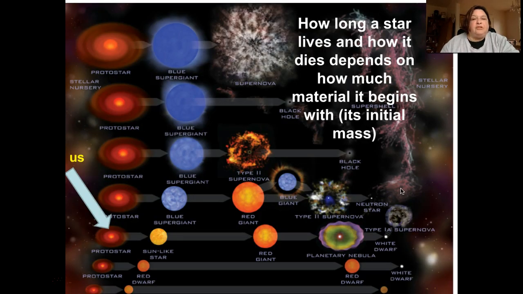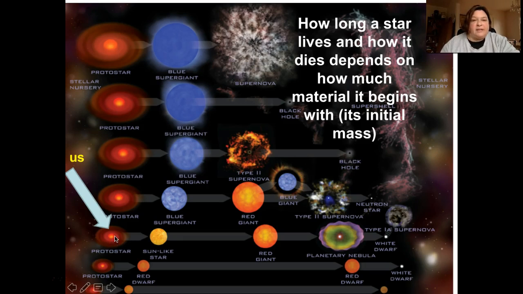So how long a star lives and how quickly it dies depends on how much stuff it starts with. So it shows you here this protostar starts with a lot of stuff. It becomes a huge supergiant, and so it immediately becomes a supernova as it dies. But something that's a little bit smaller is going to live a little bit longer. It'll still become a blue supergiant, but it'll have a supernova and it can turn into a black hole.